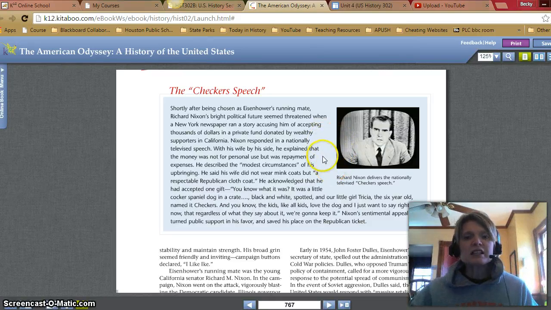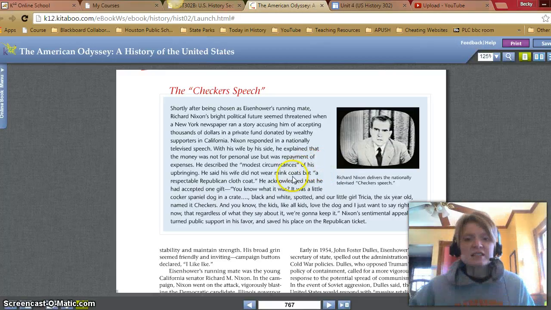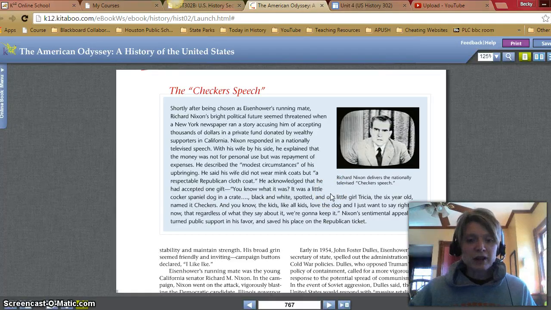With his wife by his side, he explained that the money was not for personal use, but was repayment of expenses. He described the modest circumstances of his upbringing. He said his wife did not wear mink coats, but a respectable Republican cloth coat. He acknowledged that he had accepted one gift. You know what it was? It was a little Cocker Spaniel dog in a crate, black, white, spotted, and our little girl Tricia, the 6-year-old, named it Checkers. And you know, the kids, like all kids, love the dog, and I just want to say right now that regardless of what they say about it, we're going to keep it. Nixon's sentimental appeal turned public support in his favor and saved his place on the Republican ticket.